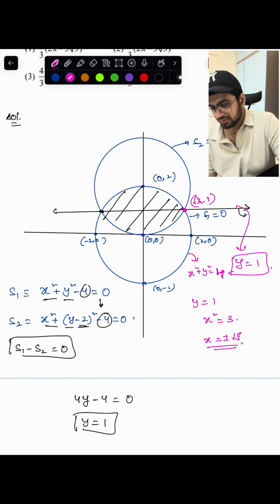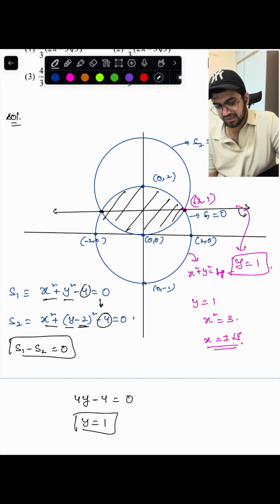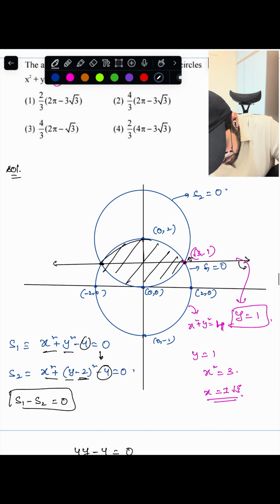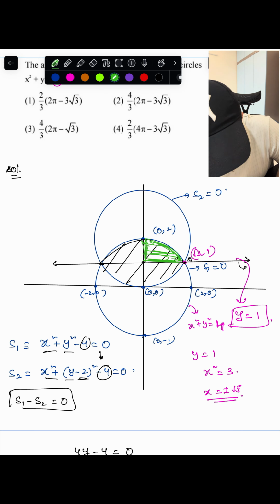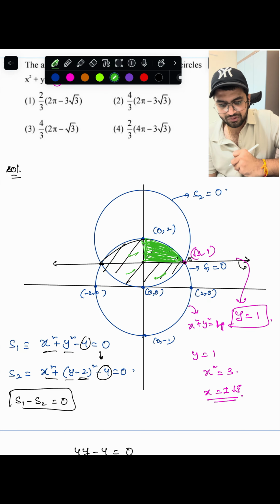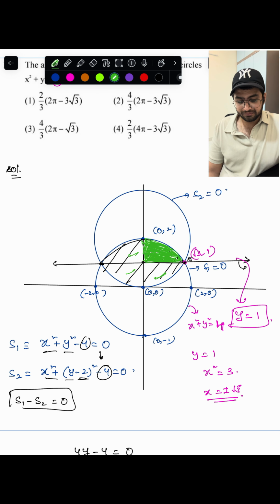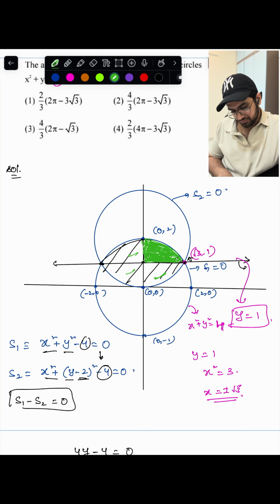Now, how will we find out this total area? My idea is to find this particular area. Let me mark it. I will find this area, and every other area is symmetric with this, which means all these 4 areas are the same. If I can find this particular area and multiply it by 4, we will get the required answer. So what do we have to do to find this area?